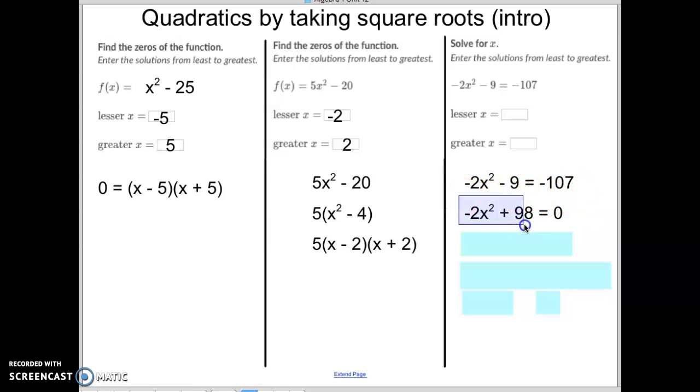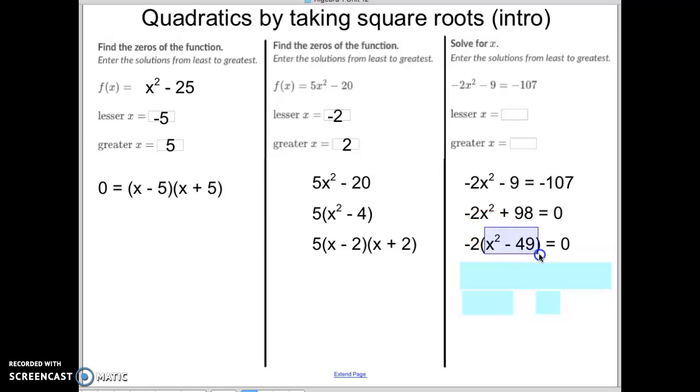So then we get to here. Negative 9 plus 107 is positive 98. Then I need to get rid of the number in front of the x squared. And by the way, we always want to have a positive x squared. So we are going to factor out a negative 2 from both of these. So when I do that, I'm left with x squared, and when I take a negative away from a positive, I'm left with a negative 49 right here.